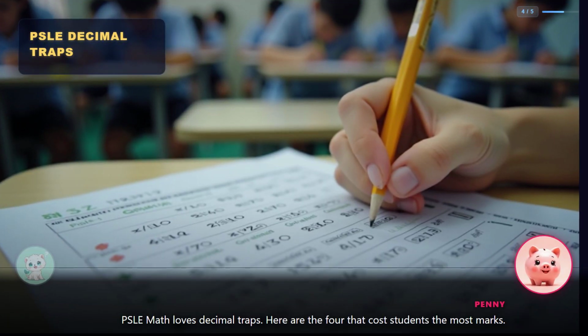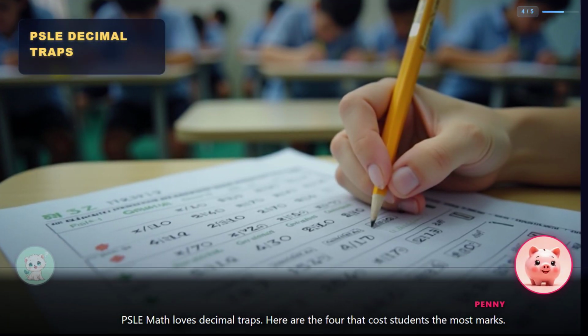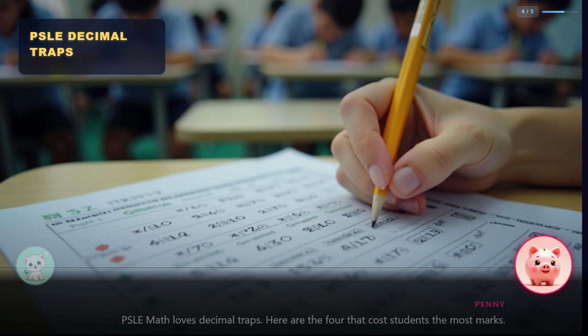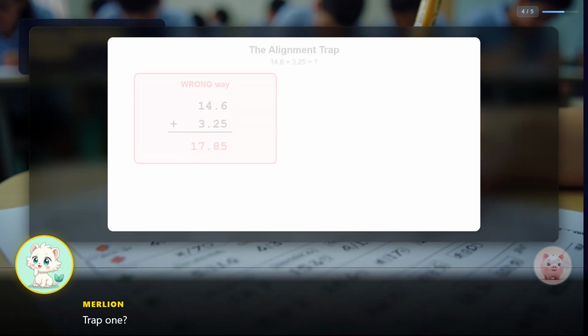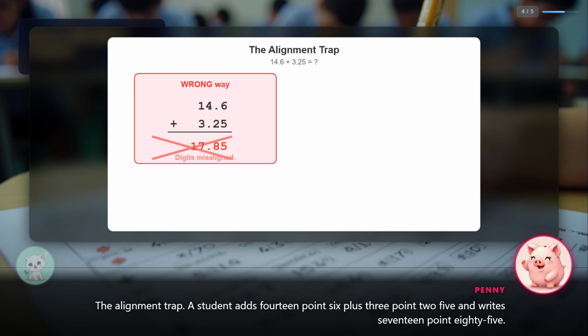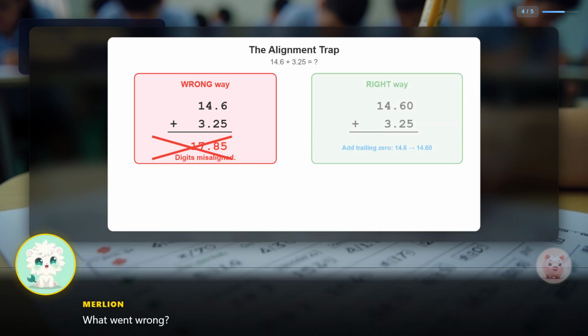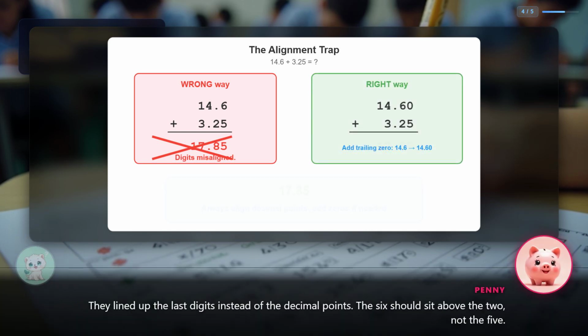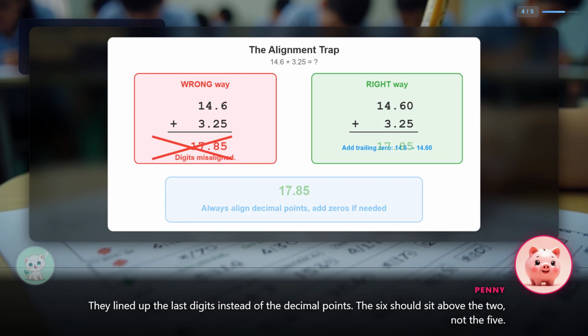PSLE Math loves decimal traps. Here are the 4 that cost students the most marks. Trap 1. The alignment trap. A student adds 14.6 plus 3.25 and writes 17.85. What went wrong? They lined up the last digits instead of the decimal points. The 6 should sit above the 2, not the 5.